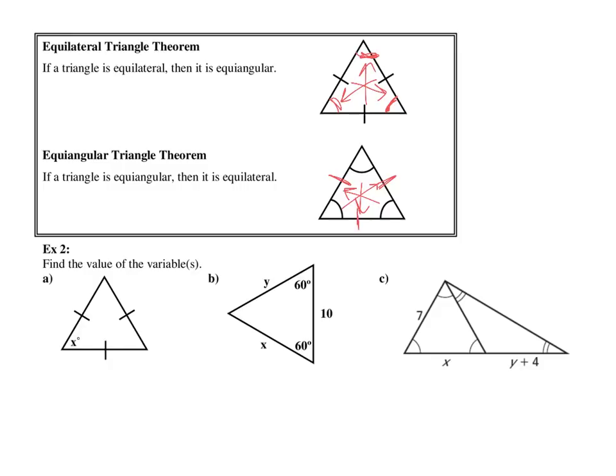So example 2, find the value of the variables. Well, I know these sides are all the same. It's equilateral. So what do I know about all the angles? They all must be x. They're all the same. So x plus x plus x is equal to what? 180. All the angles add up to 180. So I have 3x is equal to 180. Divide by 3, and x is equal to 60.